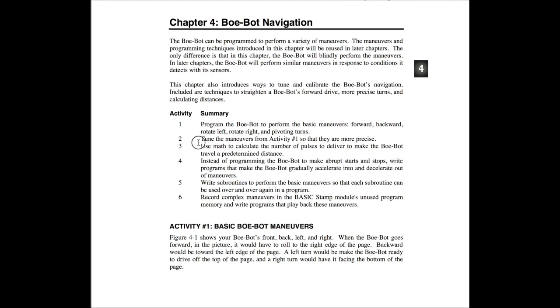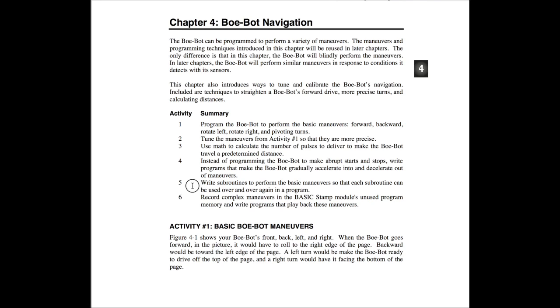Activity 2, tune the maneuvers from Activity 1 so that they are more precise. Activity 3, use math to calculate the number of pulses to make the Bobot travel a predetermined distance. Activity 4, instead of programming the Bobot to make abrupt starts and stops, write a program that makes the Bobot gradually accelerate into and decelerate out of maneuvers.